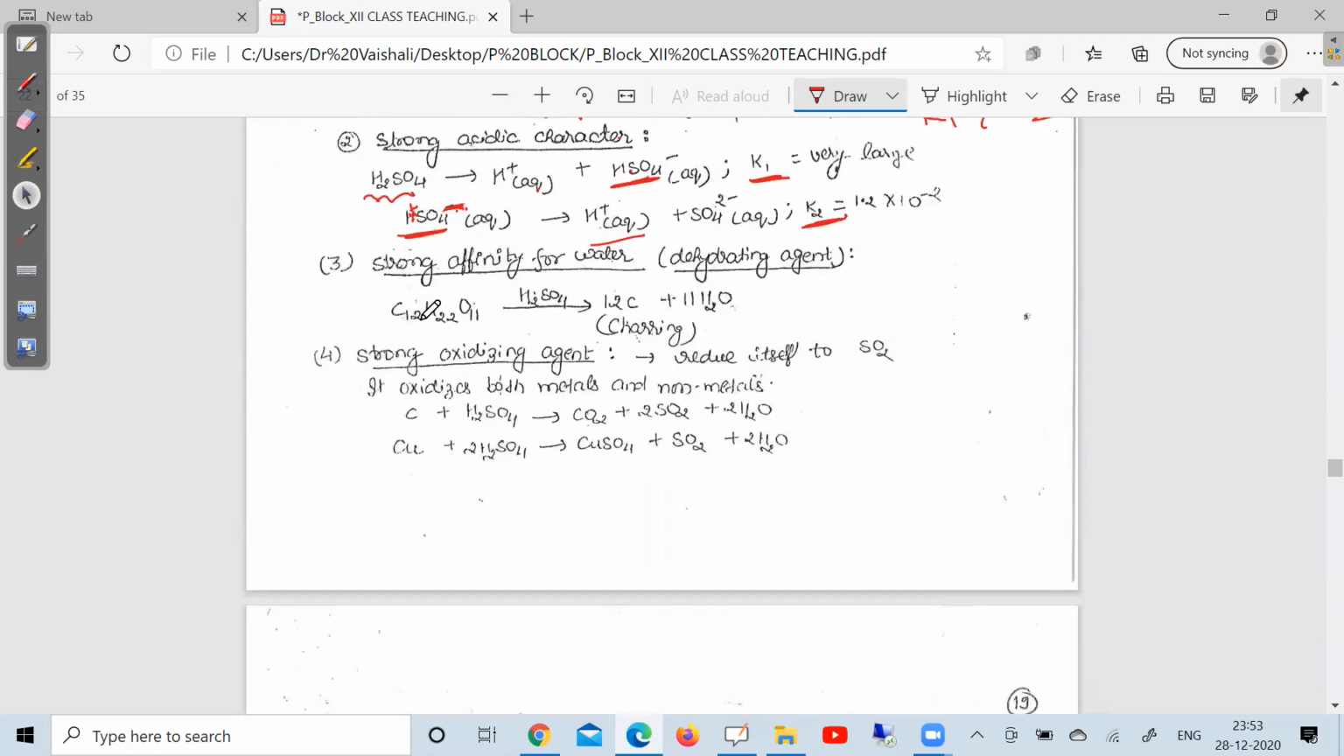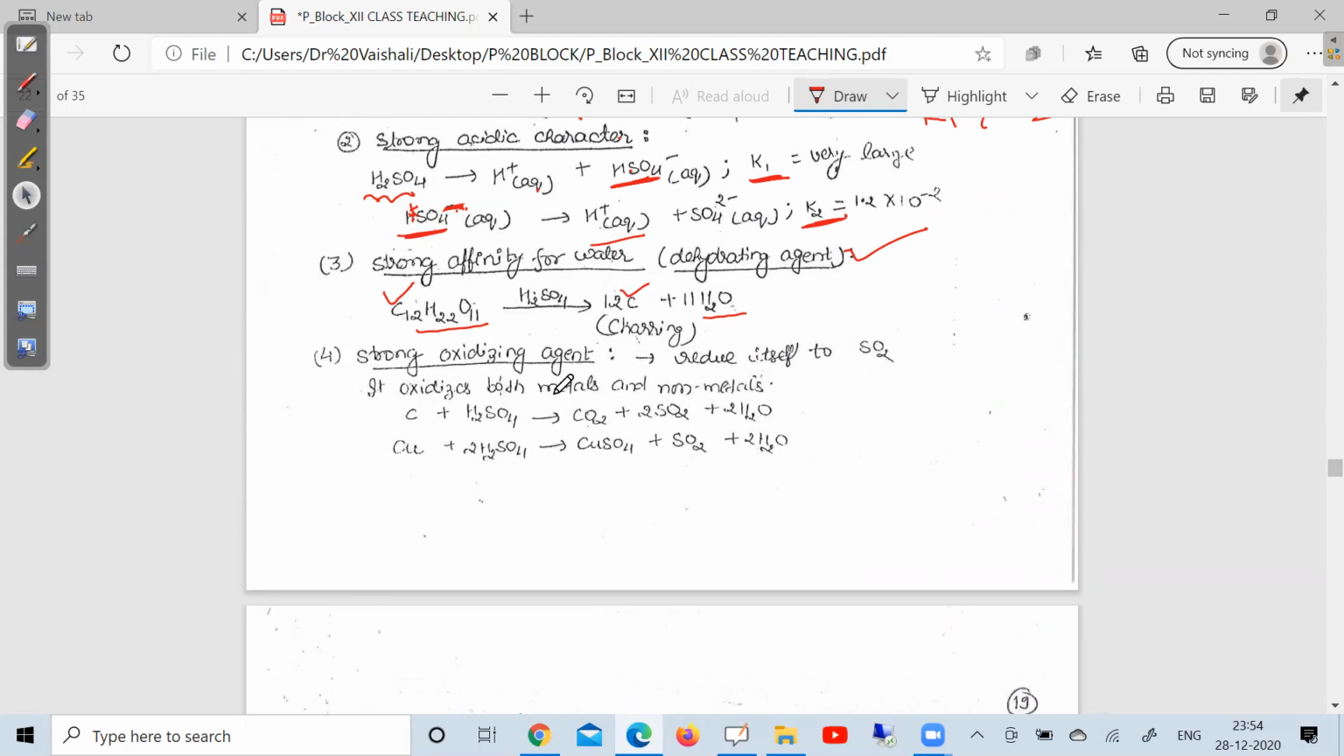Now, the third property is strong affinity for water, meaning it is a good dehydrating agent. This experiment you can see anywhere: when you take cane sugar, the sugar which we use in daily life, and add concentrated sulfuric acid, you see immediately your white sugar converts into black. Why? Because sulfuric acid is absorbing all the water molecules. It is dehydrating all the water molecules. So when all the water is removed from the sugar, what is left? Only carbon. And what is the color of carbon? Black. And that is called char.